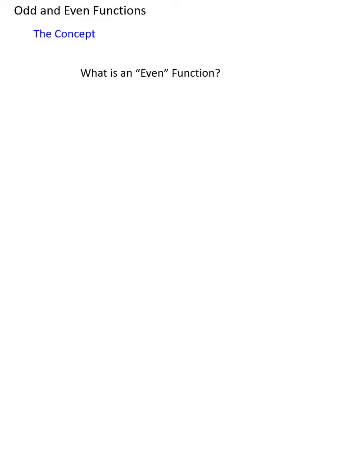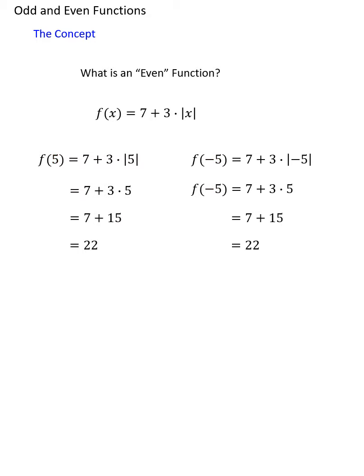We'll start with even. The best way to see what an even function is is to look at an example. An even function is one where when you have opposite inputs, you have the same output. I'll show you what I mean by that. Suppose we were to plug both 5 and negative 5 into our function f. Well, it turns out, if we do that, we get the same result.